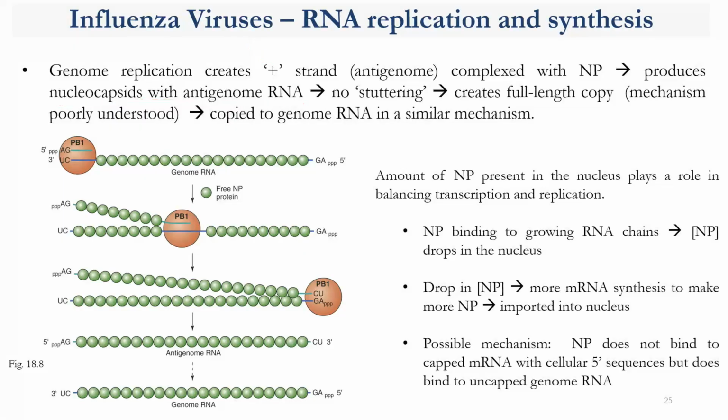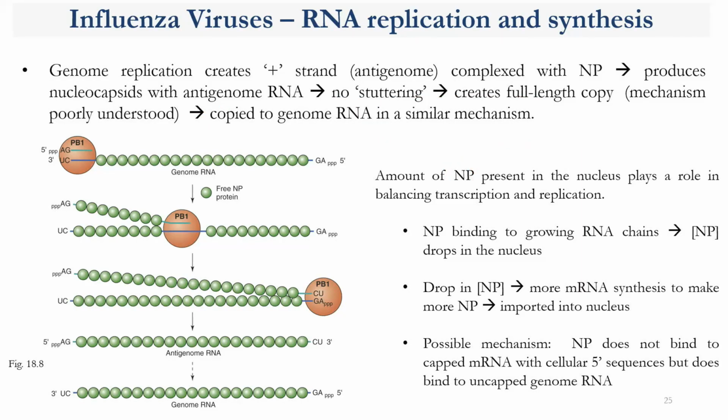And the mechanism behind this is actually fairly poorly understood. We don't know exactly how it bypasses that stuttering, okay? And this gets copied to genomic RNA. The antigenomic RNA will get copied to genomic RNA in a similar mechanism, okay? But what controls the switch is the amount of NP protein that's present, okay?